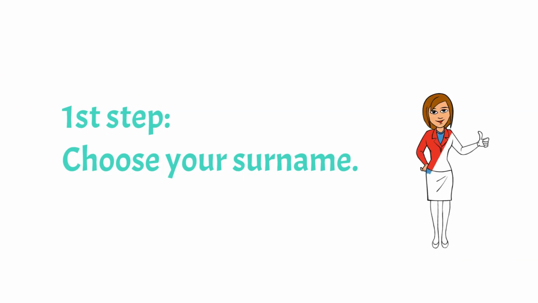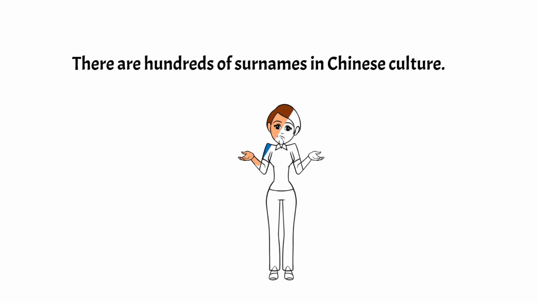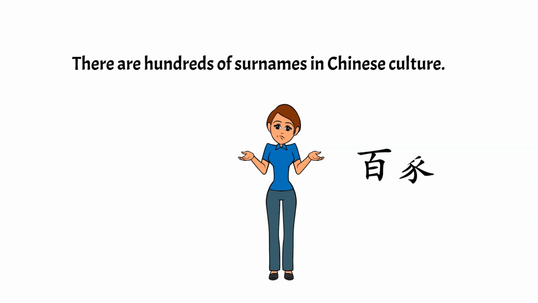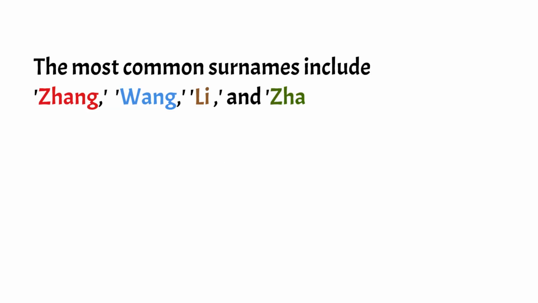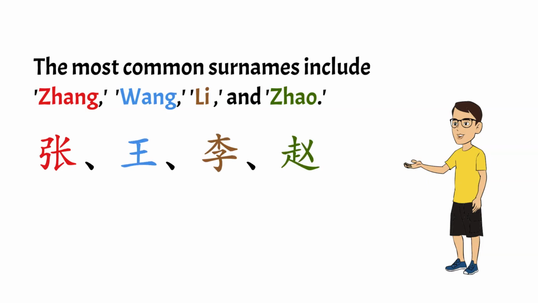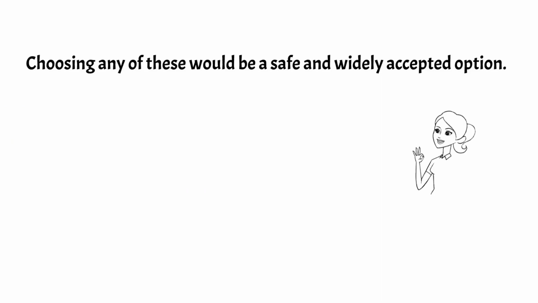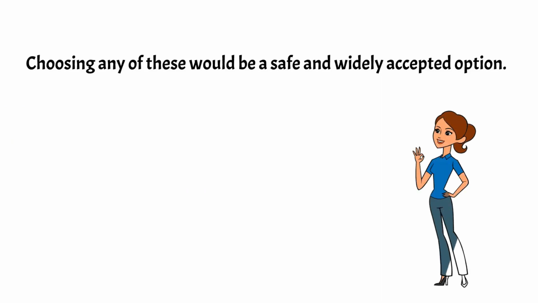First step, choose your surname. Actually, there are hundreds of surnames in Chinese culture. So which one to choose? It is a question. I give you some clues. The most common surnames include Zhang, Wang, Li, Zhao. So you definitely can choose one among these 4, as choosing any of these would be a safe and widely accepted option.